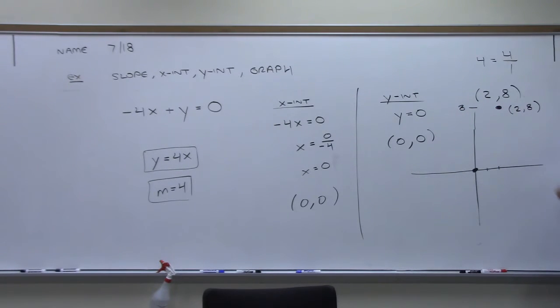And that would give me a second point, right? And I could draw the line. I could have also plugged in 1 and it would have spit out 4, and that would have got me right here, which is the same as going up 4 over 1, right?